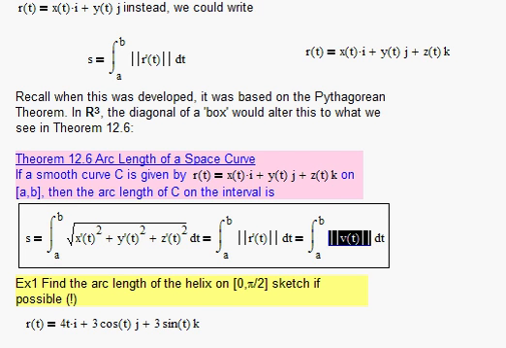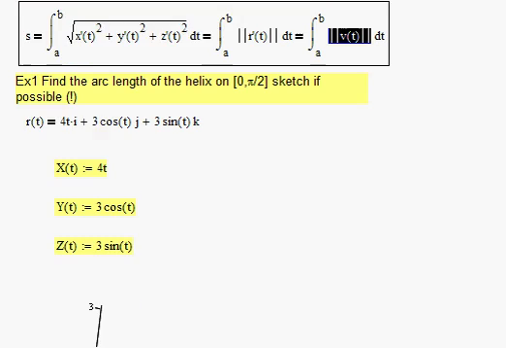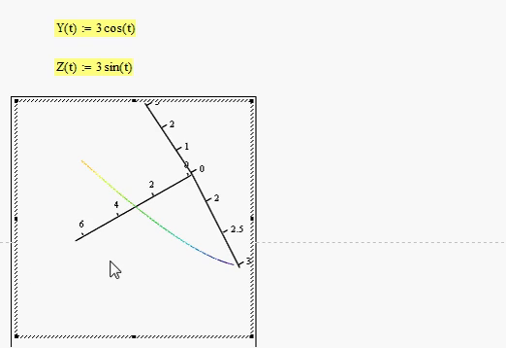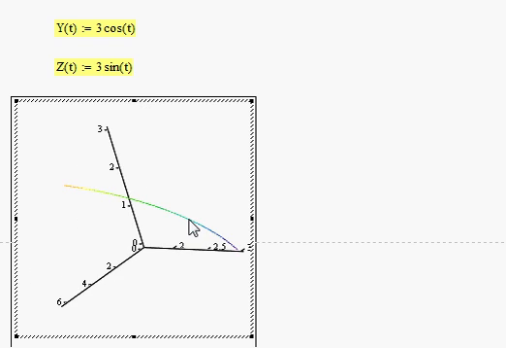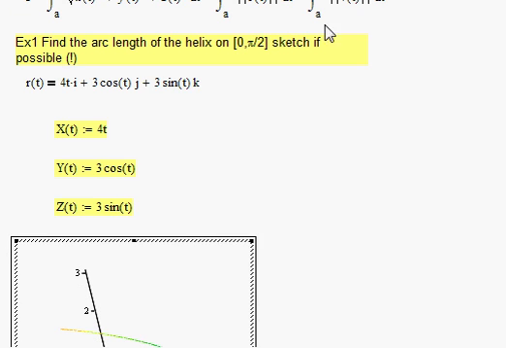So here's an example. Find the arc length of a helix on 0 to pi over 2, and sketch if possible. Note, that's really not possible except with software or something like what I'm using here. So I'll show you a picture of it, and then we'll find the length of it. Here's the picture of it. This piece right here, 0 to pi over 2. I believe this is the y-axis, here's the x-axis, here's the z-axis. But for me to graph it, I need to define functions x, y, and z, so I really am kind of graphing it parametrically, if you will.